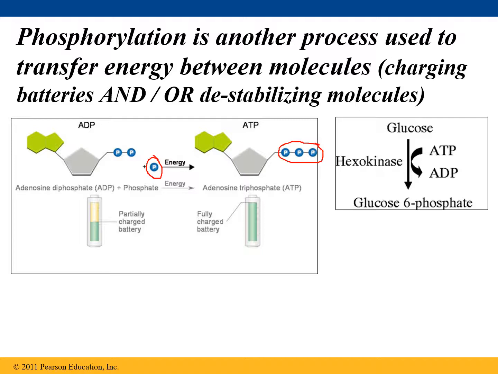That might be shown in a diagram like this. This is actually the opposite. So here's glucose. ATP drops off a phosphate onto that glucose and becomes ADP. So in this diagram, we would say that ATP phosphorylated glucose and became ADP.